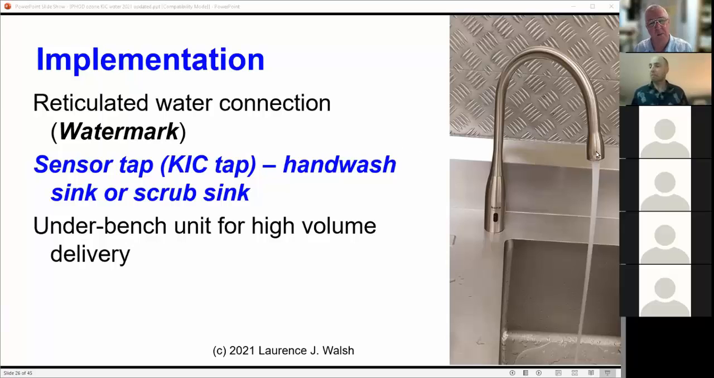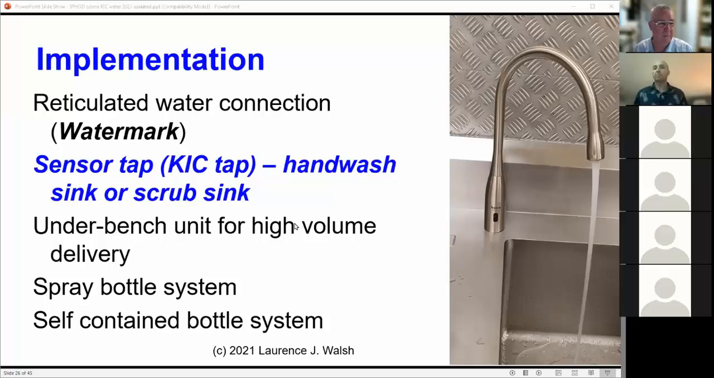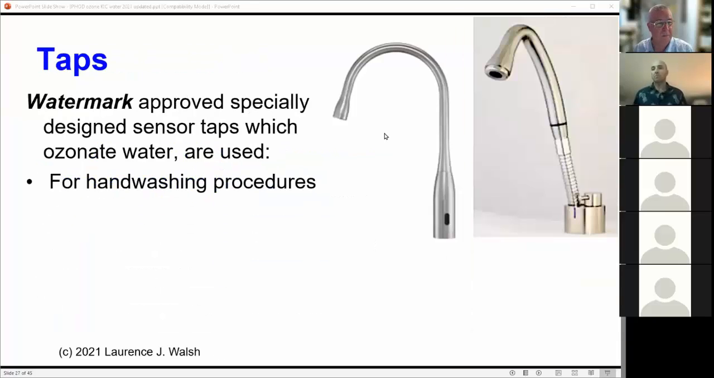Then you can have ozonated water on demand from a sensor, or you can have some other type of tap, but the basic ozonator is built underneath the sink. You can also use large units which are basically there to deliver much higher volume. It really just depends on scale. So it can be scaled from a very small flow up to a very large flow. It can also come in a spray bottle and in a self-contained bottle. And if you're interested in those, then perhaps talk to Jason or Tamara afterwards.